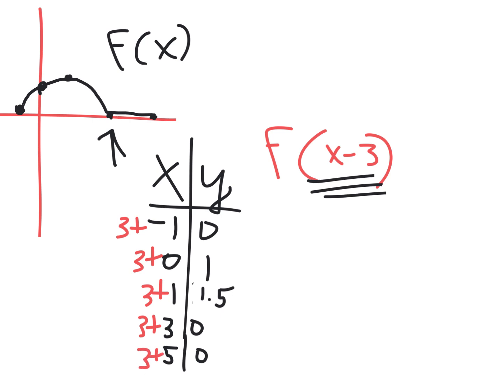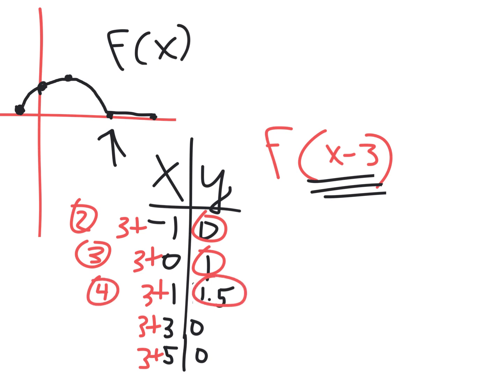And then if I do that, I have new points. This will be 2 comma 0, 3 comma 1, 4 comma 1.5, 6 comma 0, and 8 comma 0. And that would make the new hat just moved over a little bit. How far? 3 spots over. And it would look something like that when it was all done.